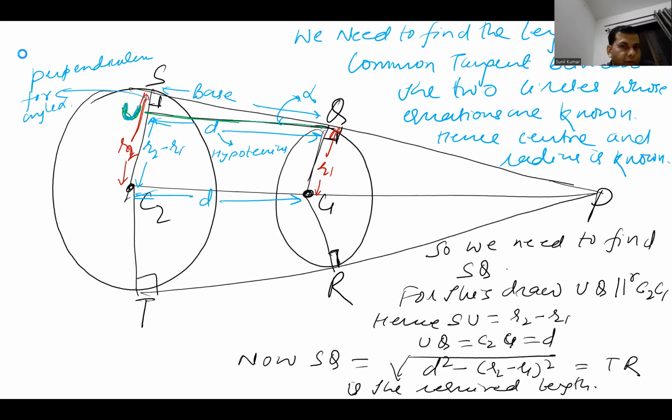Okay, friends. So try this particular formula using these two circles and this common tangent by your own. Just what you need to concentrate is this line UQ. If you draw the line UQ parallel to C1, C2, then you will get a right angle triangle SQU in which UQ and SU are known. SU is R2 minus R1 and UQ is distance between centers. So we can easily find SQ.